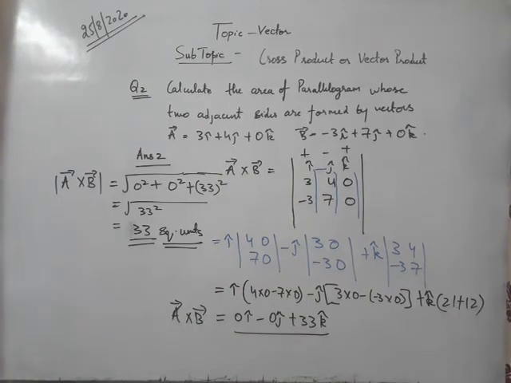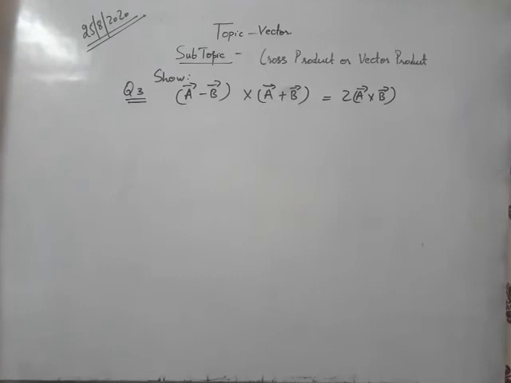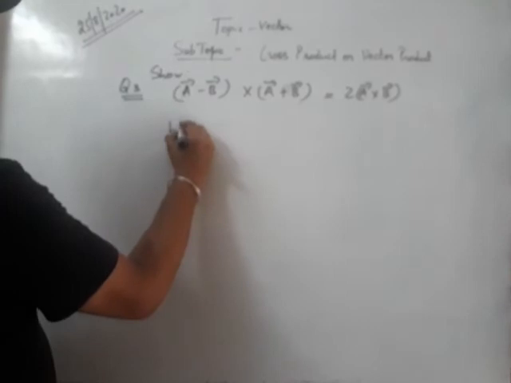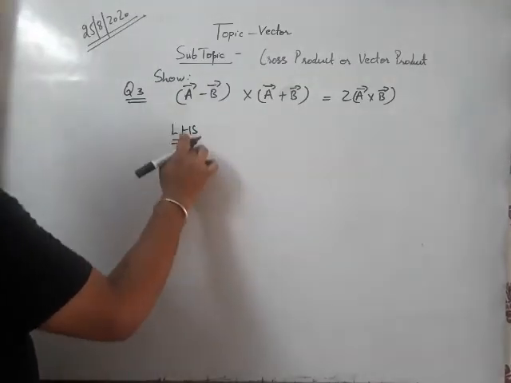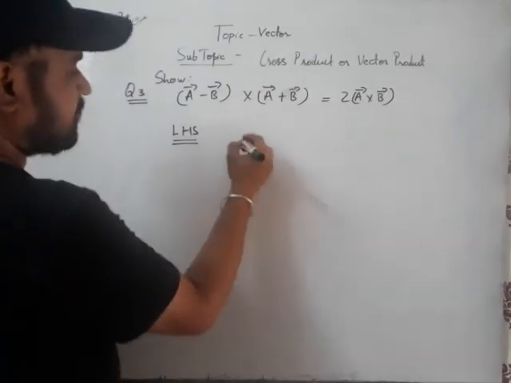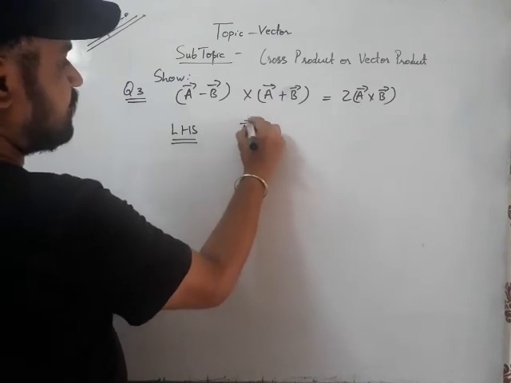Hope you understand it. Now in the next question we have to show that (A vector minus B vector) cross (A vector plus B vector) is equal to 2 times A cross B vector. So we will be picking up the left hand side.